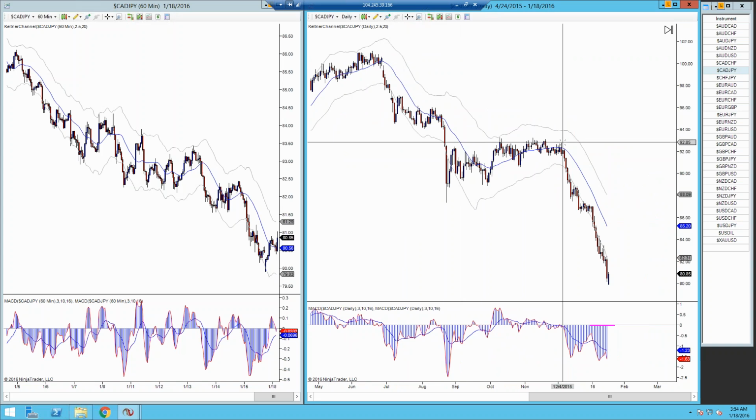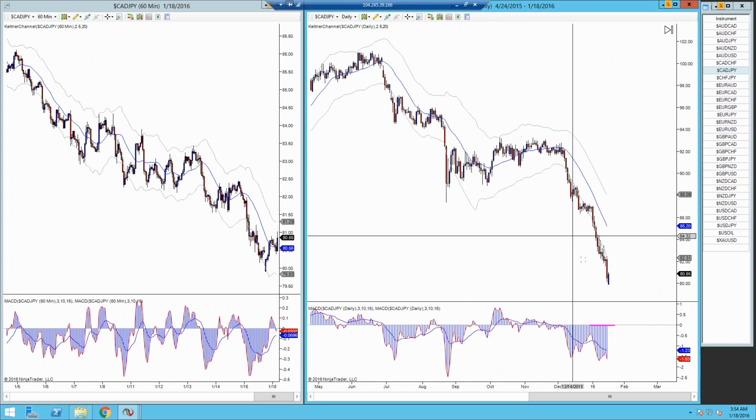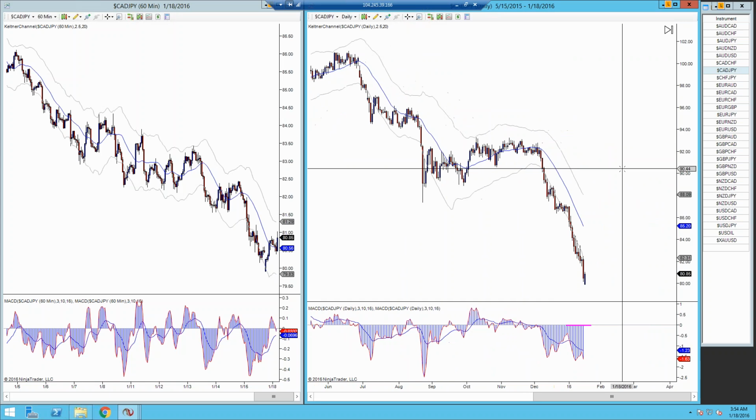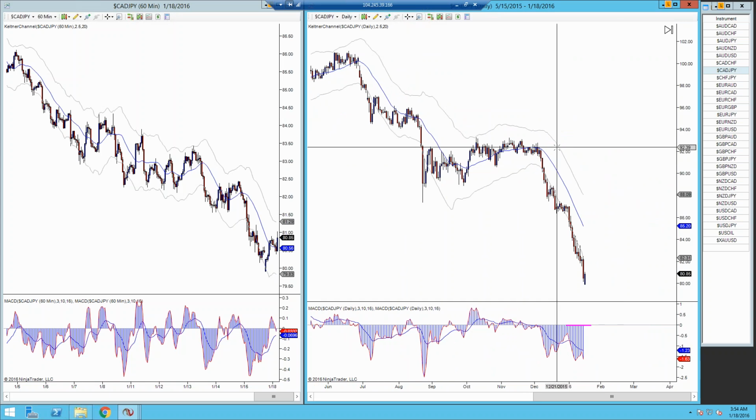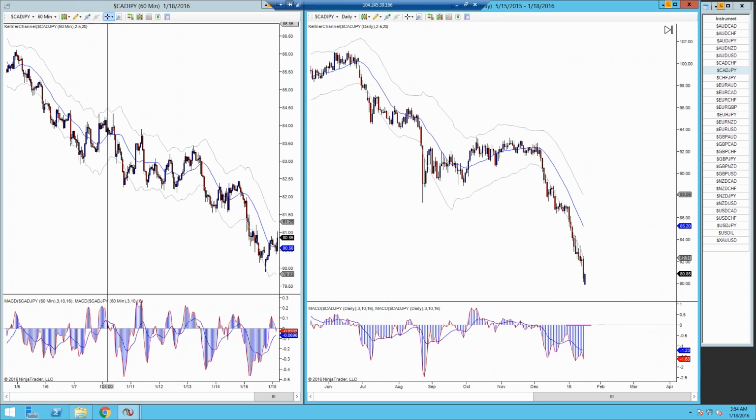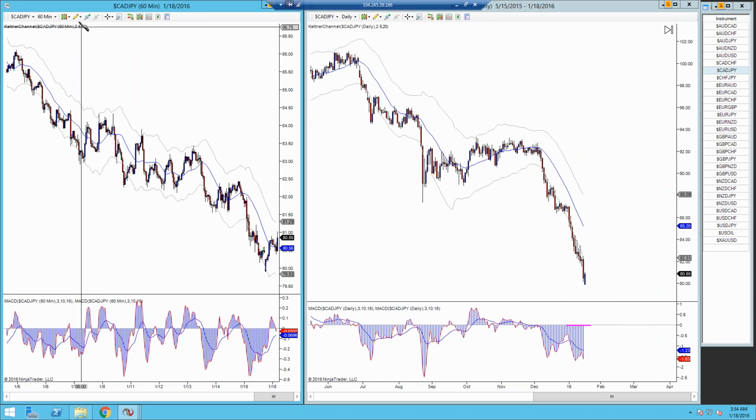So this is obviously stretched down pretty deeply. This is basically an obvious downtrend. So now we want to start looking at how far back to the upside this can come.